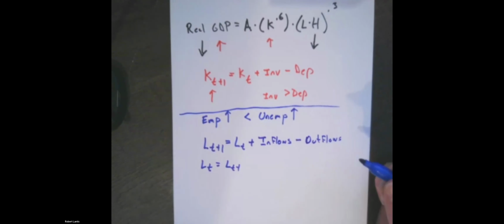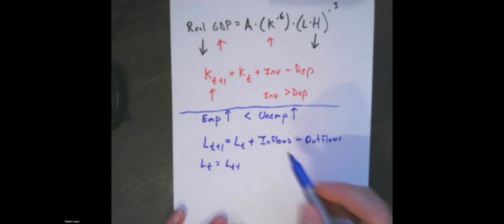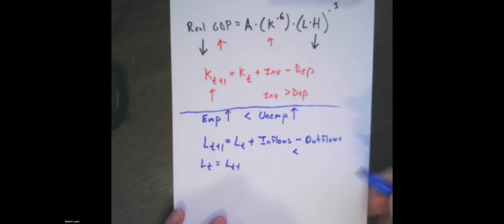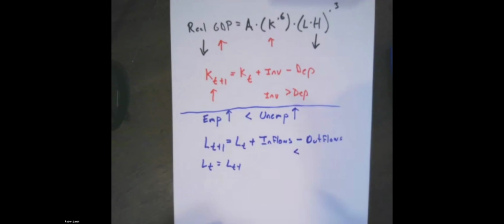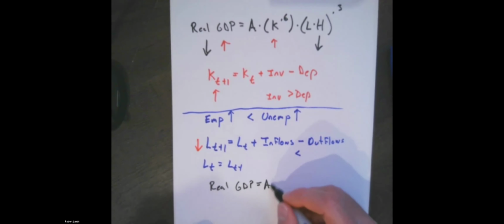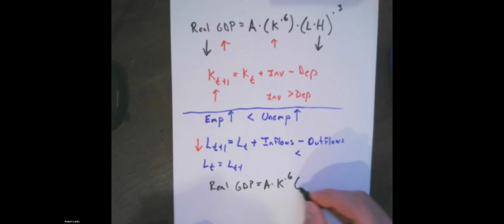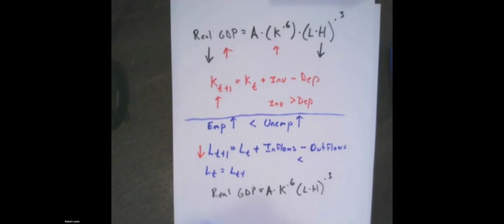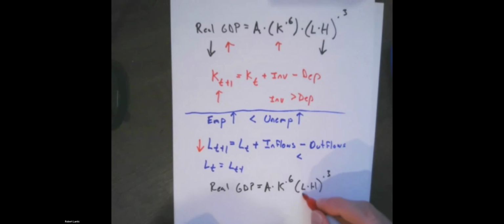I could think about this as the number of people being unemployed. Okay. So if my employment or my inflows are less than my outflows, what's going to happen to the amount of labor that we now have? It's going to actually decrease. Right? So if we're thinking about that real GDP function, if we see labor go down, what's that going to do to our real GDP? It's going to decrease it.